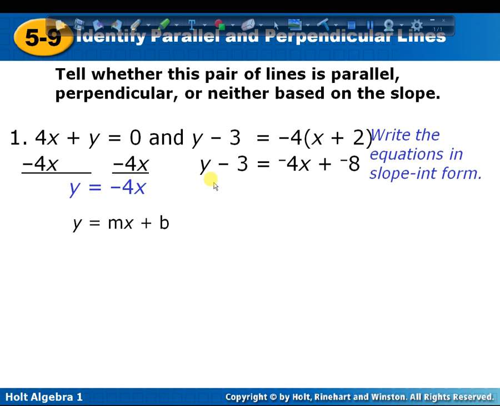Then my y still is not by itself. I need to move the -3, so I'm going to add 3. And y equals -4x minus 5.